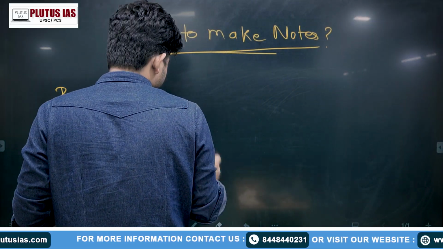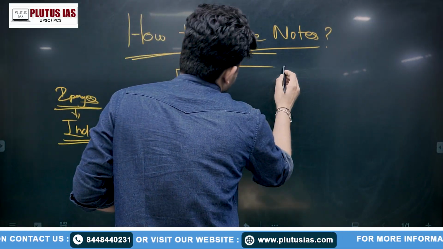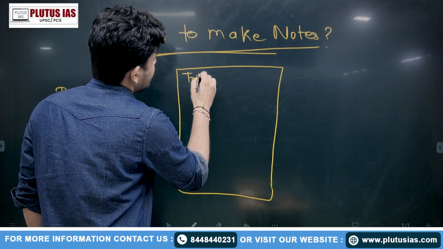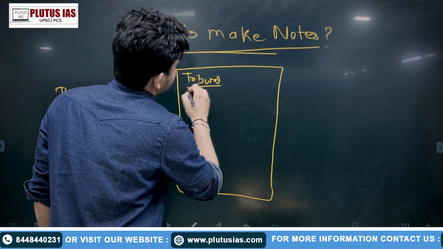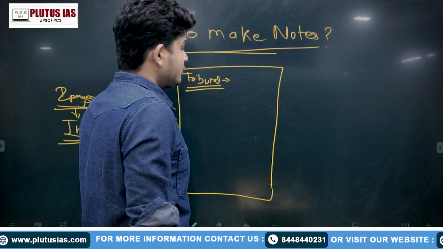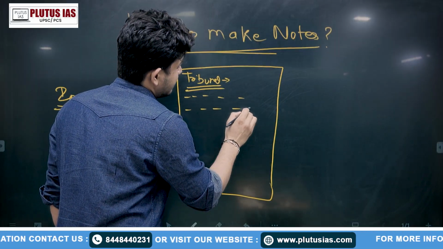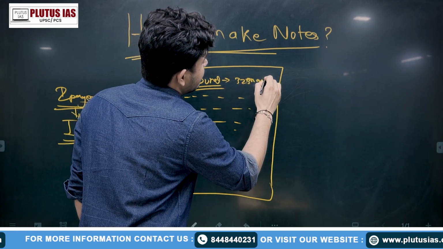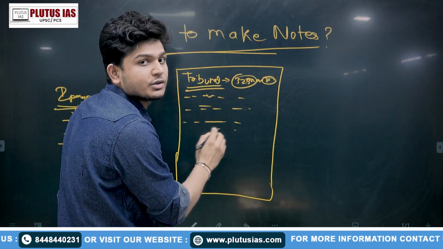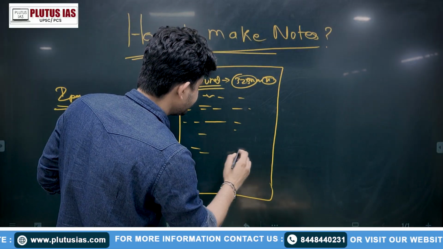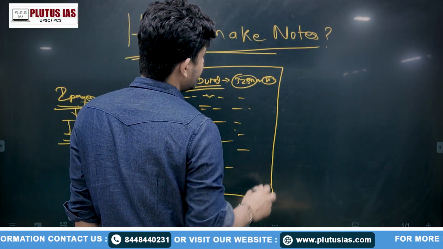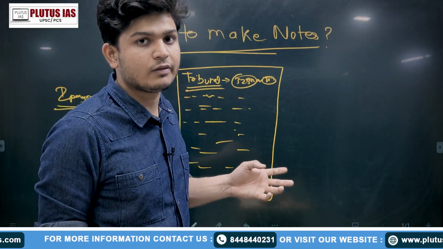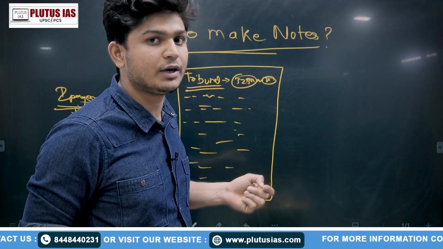Suppose you are making polity notes, and you make notes on tribunals. You wrote everything regarding tribunals here, like Articles 323A and 323B, why it is constituted, who the members are, everything. And last year, in January 2024, tribunals were in the news. If you refer to current affairs, you will get to know why it was in the news.